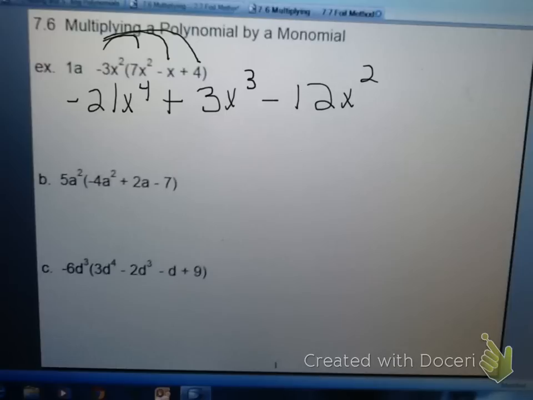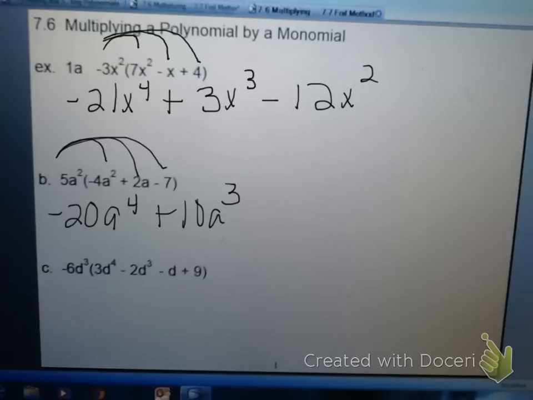Example 5b, we are going to again do the distributive property. Negative 20a to the fourth plus 10a to the third, a negative 35a to the second. Notice that they all have different exponents, so they are not like terms. So after we multiply, we cannot combine any like terms because they have different exponents.